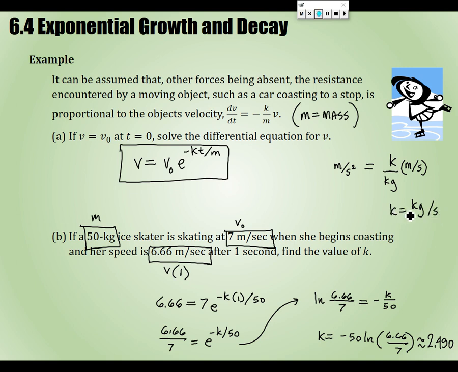The other way to get in on that, so I think this constant has these very strange units of kilograms per second, which is fine. It's just a constant. It can have whatever units we care to have.